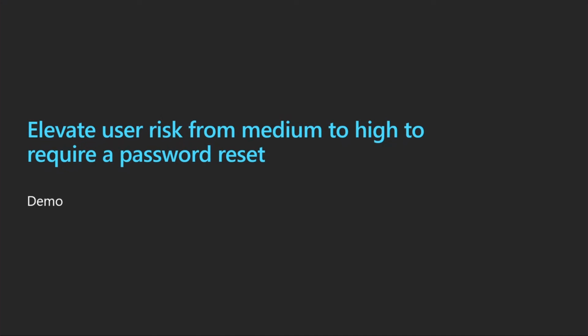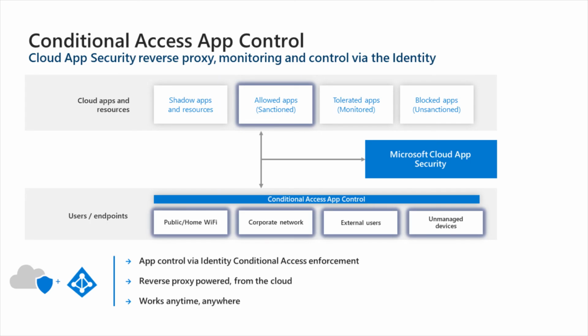So as a super admin, I was able to go in and directly escalate Risky Rick's user risk from medium to high to require that password reset, that policy that I enabled right from the get-go. And so this really showcases the power of conditional access app control, the power behind the reverse proxy, the ability to add access and session controls.